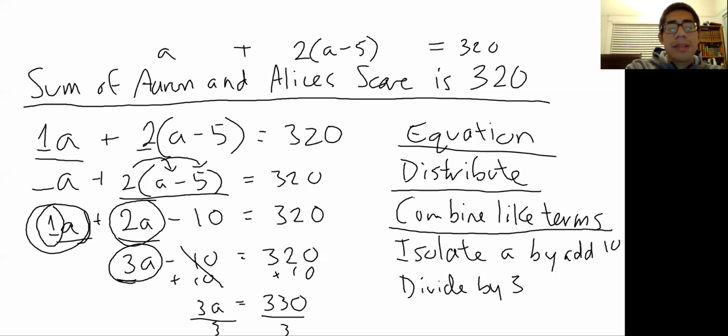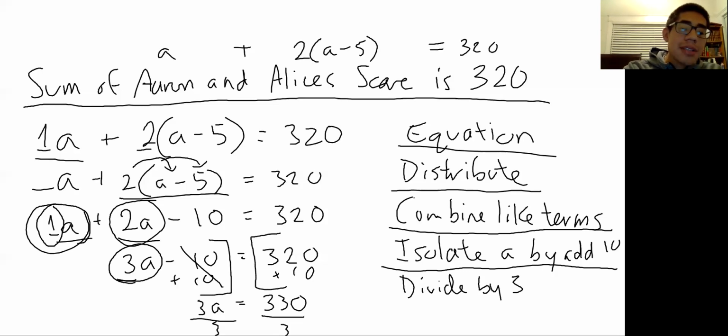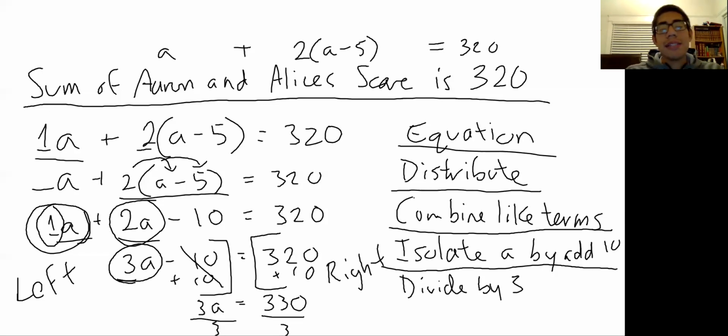Our job here is to make sure that a is by itself. It's not by itself. It has a 3 attached to it, and it has a minus 10 on that same left side of the equation. So we're going to isolate by adding 10. We got to get rid of that 10, right? So here, we're going to add 10 to both sides. If you guys remember from the last video, if we add to the left side of the equation, we also have to add to the right side of the equation, which is why I have plus 10 on both sides of this equation.